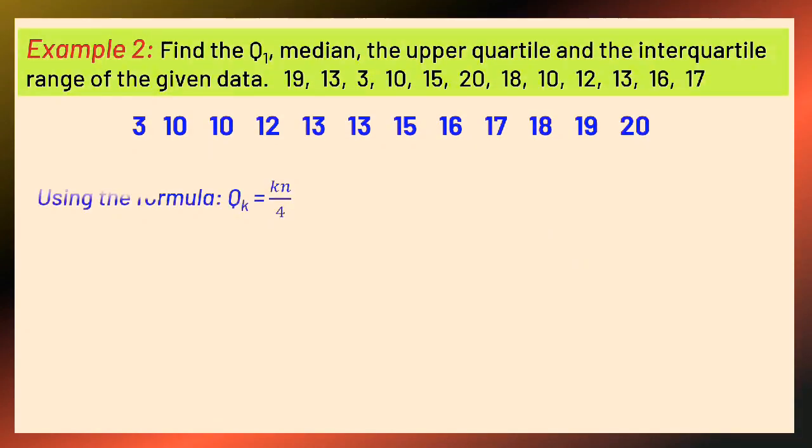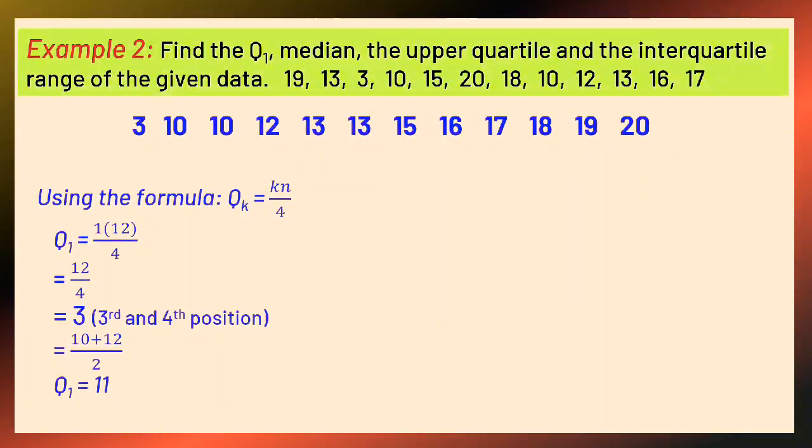So first thing to solve is the value of quartile 1. Using the formula, Q sub k is equal to k times n all over 4. Substituting the values for k, which is equal to 1, the total number of data is equal to 12, divided by 4. 1 times 12 is equal to 12 divided by 4. That is equal to 3.